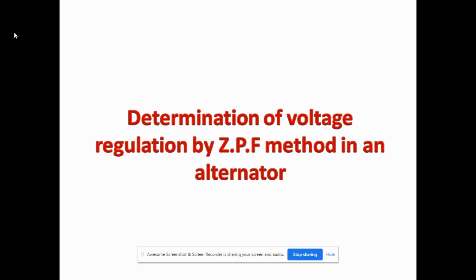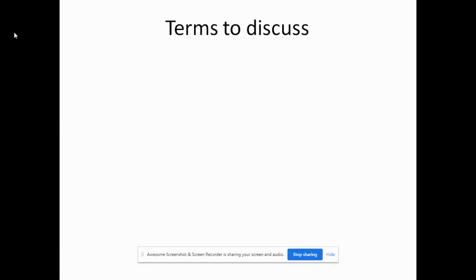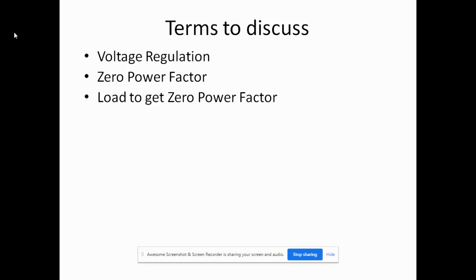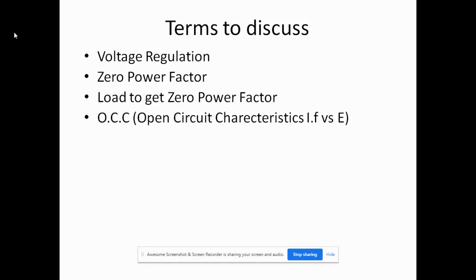Good morning, everyone. So today we'll discuss one experiment, that is determination of voltage regulation by zero power factor method in an alternator. In this experiment, we need to discuss some related terms. First one is voltage regulation, second one is zero power factor, third one is load to get zero power factor, fourth one is open circuit characteristics between field current and no load voltage E.